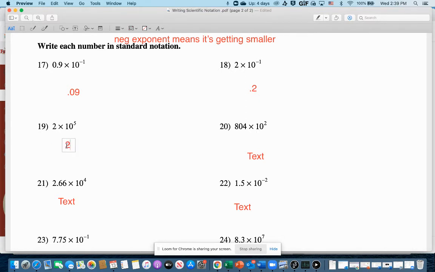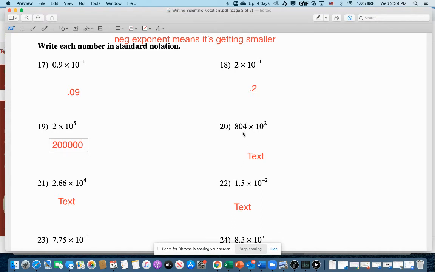2 times 10 to the 5th, right? So this is a positive exponent. That means it's going to get larger. How many times? 5. I need to move that decimal 5 times. Well, there's nothing here, so I'm going to have to add 1, 2, 3, 4, 5, right? So the decimal is here, and I move it 1, 2, 3, 4, 5. It doesn't necessarily mean I'm adding 5 zeros. I'm just moving the decimal over, and if nothing's there, then I add zeros.